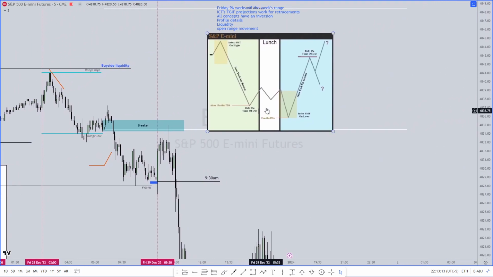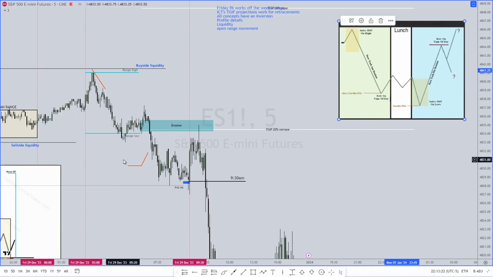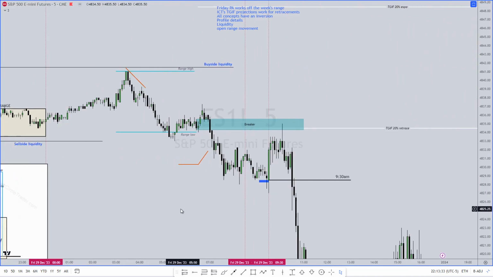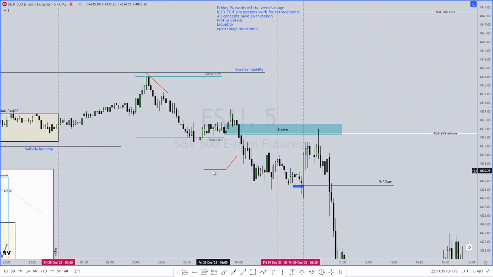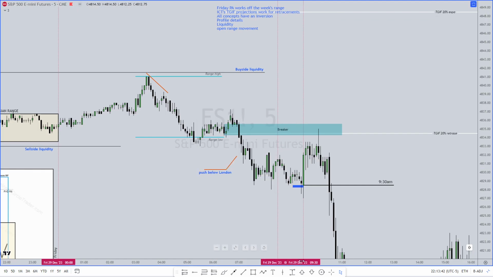So before we get into this section, let's just recap the details of the profile. London range has been defined. We're below the London range. Now we're going to look at 8:30. News embargo lifts at 8:30, and we're going to outline our midnight to 8:30 range.